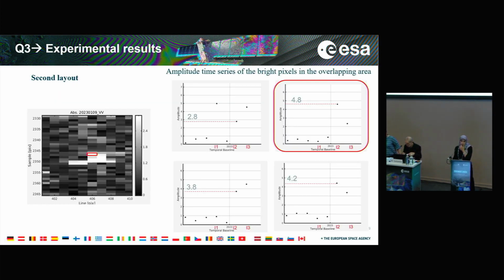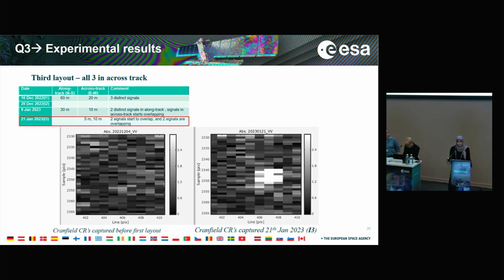Okay, sure. So if you look at the amplitude time series of the bright pixels between the central corner reflector and that one located with 10 meter distance in across track direction, we can see for all of them there is a jump of amplitude at I2, but for one of them this jump is larger, which is related to the corner reflector located with a 10 meter distance in across track direction. So it means that the signal between the 2 corner reflectors in across track direction starts to overlap.